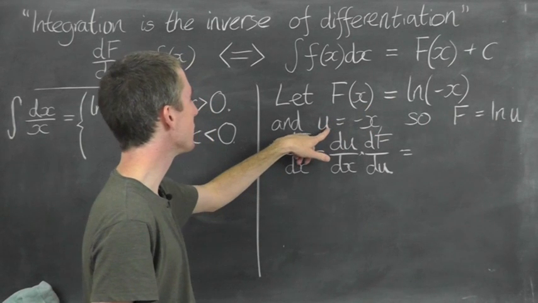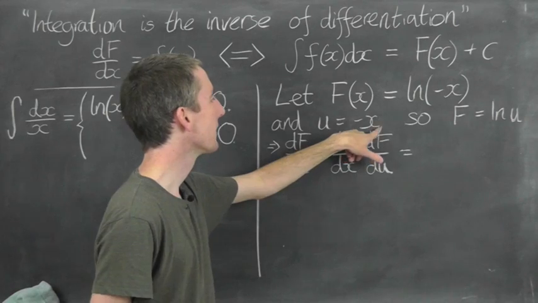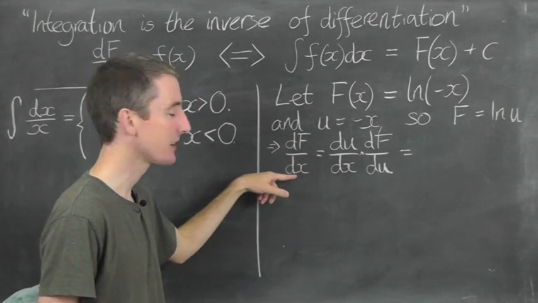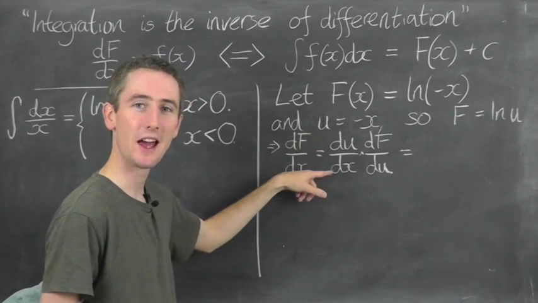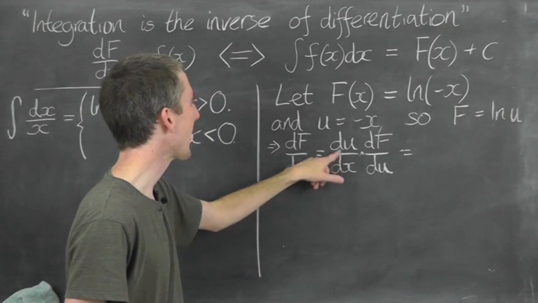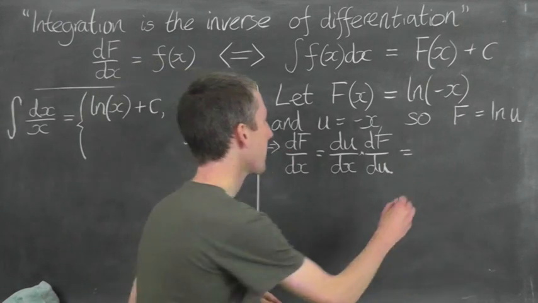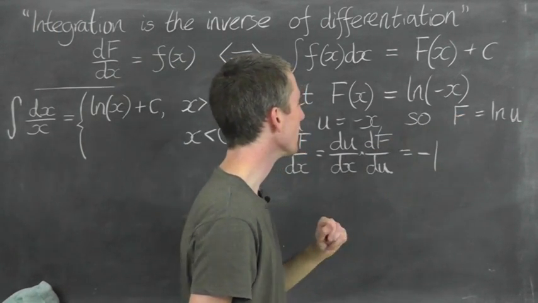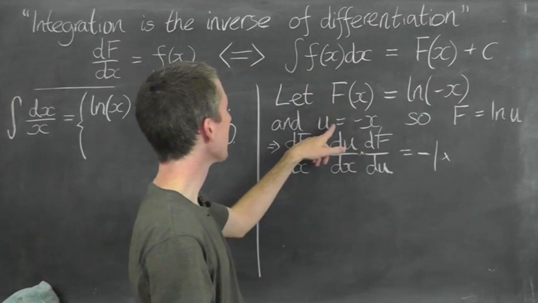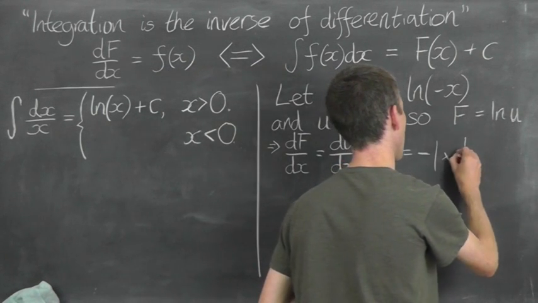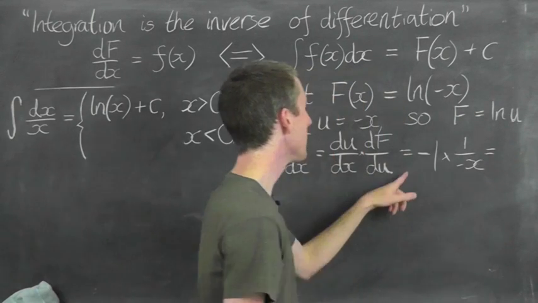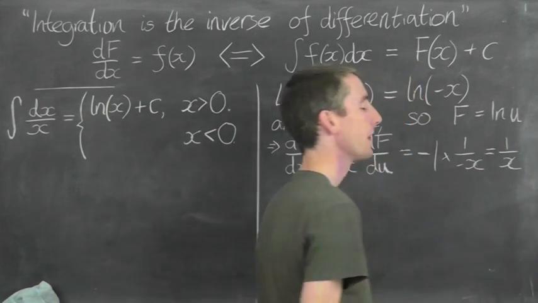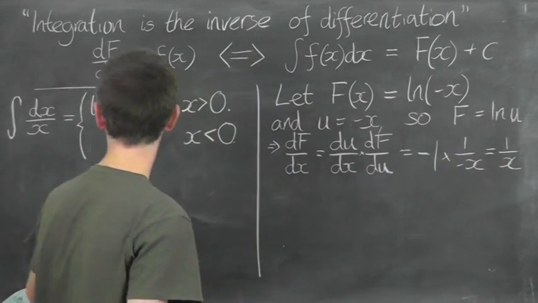Then let's make a simple substitution. Let u equal minus x, so f is log of u. Then we can apply the chain rule to find df by dx. df by dx is equal to du by dx, df by du. And du by dx is simple, that's just minus 1. And df by du is also simple, it's just 1 over u. Remember that 1 over u is the same as 1 over minus x. So the minus signs cancel out here and we're back again to 1 over x. That's fortunate because this is what we're seeking to integrate over here.